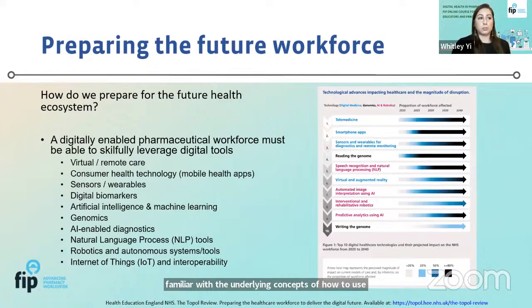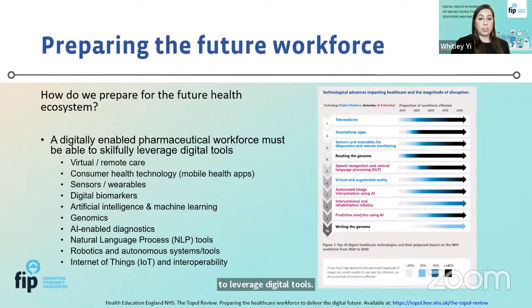The number of technology tools is going to continue to expand exponentially, but it's more so important that we understand how we prepare a workforce that is technologically literate. And so having a digitally enabled pharmaceutical workforce, they must be skillfully able to leverage digital tools. If we're going to use them to their full capacity, then we have to know how to use them.